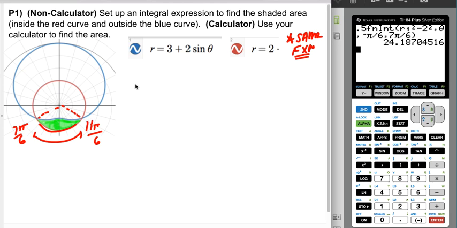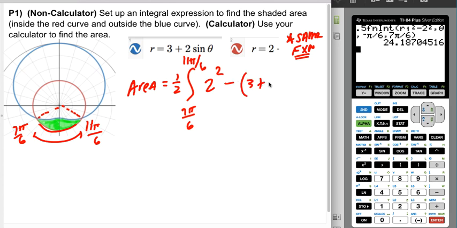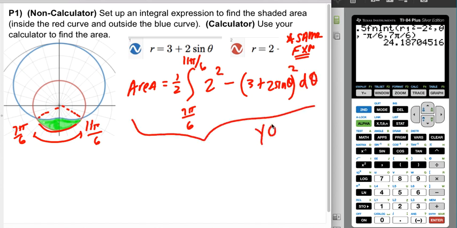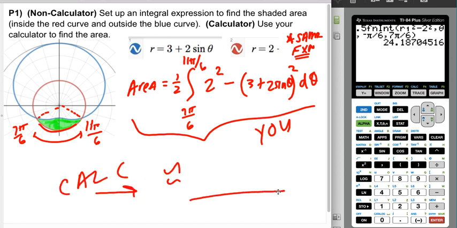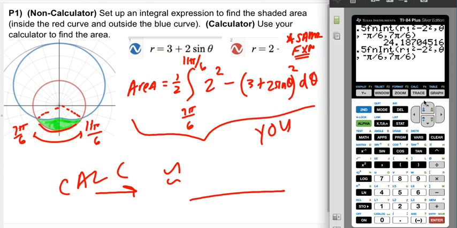So my area is going to be 1/2 the integral from 7 pi over 6 to 11 pi over 6 of the 2 squared, because the red is the outside curve now, and then the quantity 3 plus 2 sine of theta squared with respect to theta. Please don't clean that up at all. So this is stuff that you are going to do, and then your calculator is going to do the extra work for you.